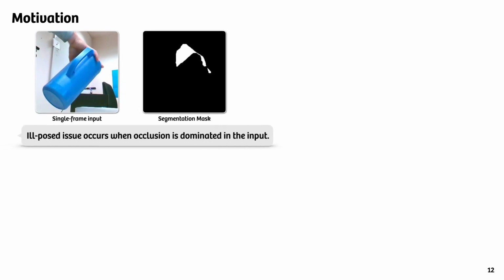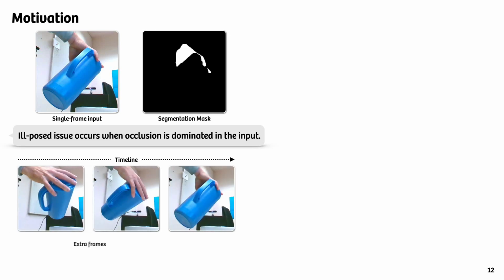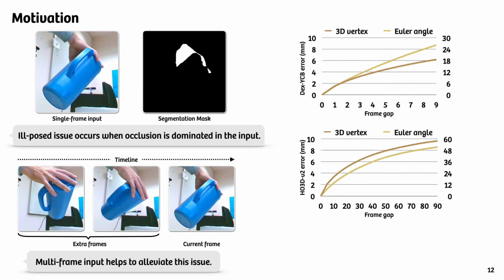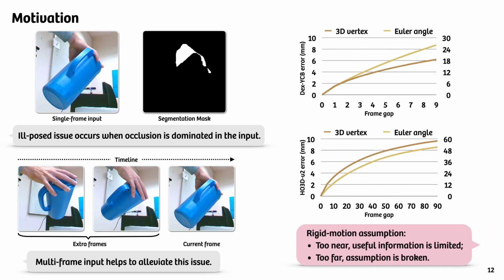Besides, the ill-posed issue occurs when occlusion is dominant in the input. A straightforward solution is to utilize multi-frame input to get extra information. So in order to better explore useful knowledge among frames, we make an assumption that the transformation among nearby frames is mostly rigid. The frame gap should be carefully chosen to obtain enough information and avoid breaking the assumption.